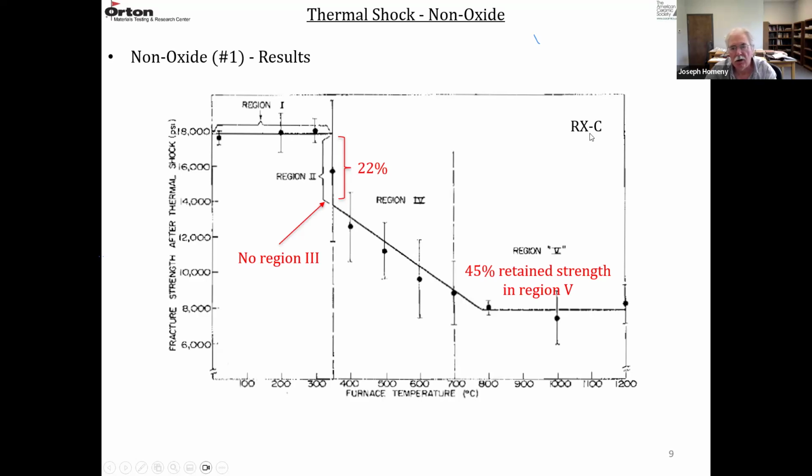This is the other material, RXC. Again, fracture strength after thermal shock versus the furnace temperature. So this one only had a 22% strength loss. There was no region 3. It went right into quasi-static crack growth, which is what you want for better thermal shock resistance. And it retained 45% strength in this last region, region 5. So it only lost 55% of its strength.